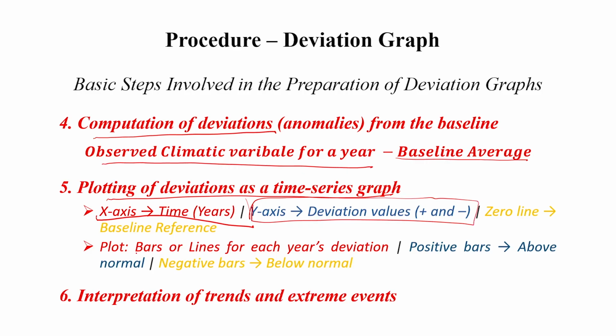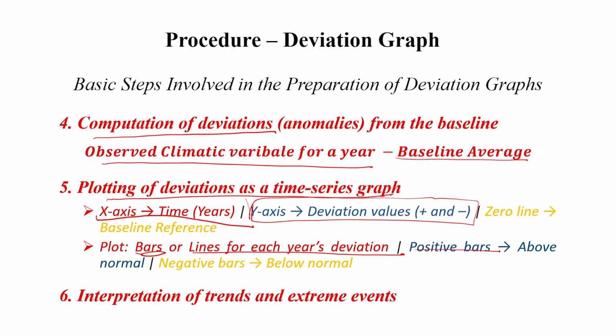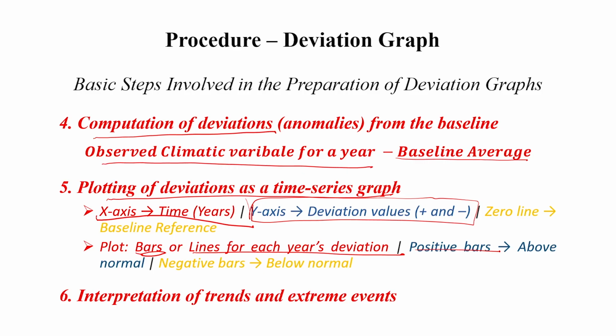We can plot either bars or lines for each year. The bar graph was there in the example. I have also shown you lines; we can connect the points and draw line graphs for deviation. Positive bars will be above 0, negative bars will be below normal. Once we have plotted this graph, we can get interpretation from it. If there are any extreme changes, we can get insights from the graph as well. How and why the change is happening, we can get insights from the graph itself.